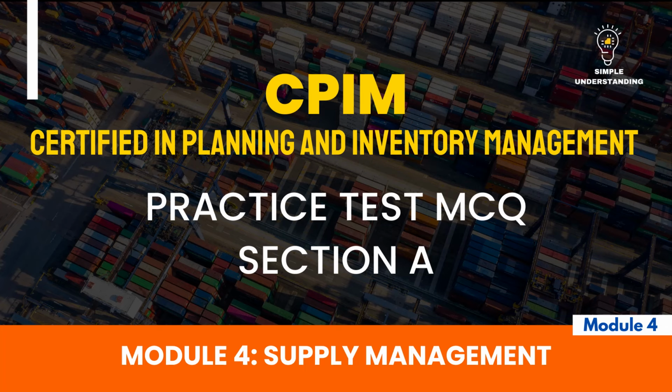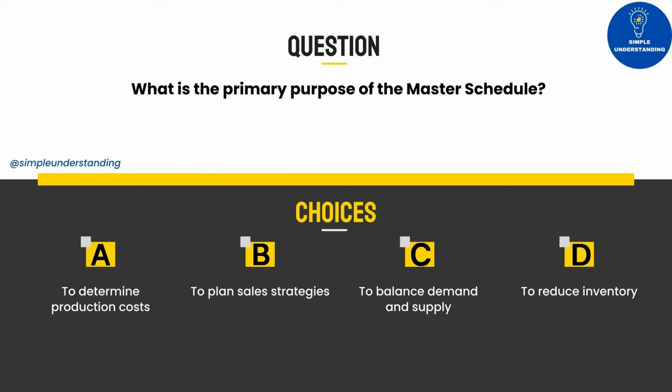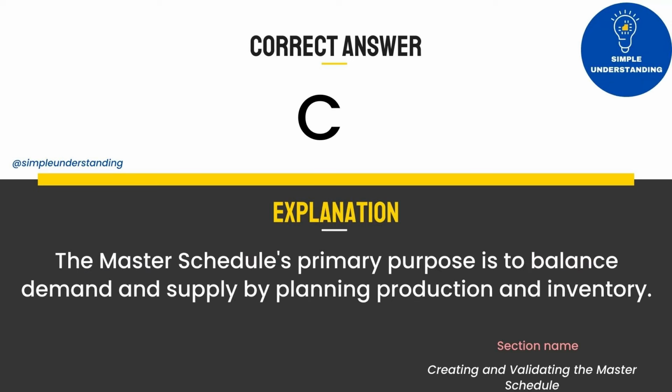Section A Practice Test. 1. What is the primary purpose of the master schedule? A. To determine production costs. B. To plan sales strategies. C. To balance demand and supply. D. To reduce inventory. Correct answer: C. Overall explanation. The master schedule's primary purpose is to balance demand and supply by planning production and inventory.